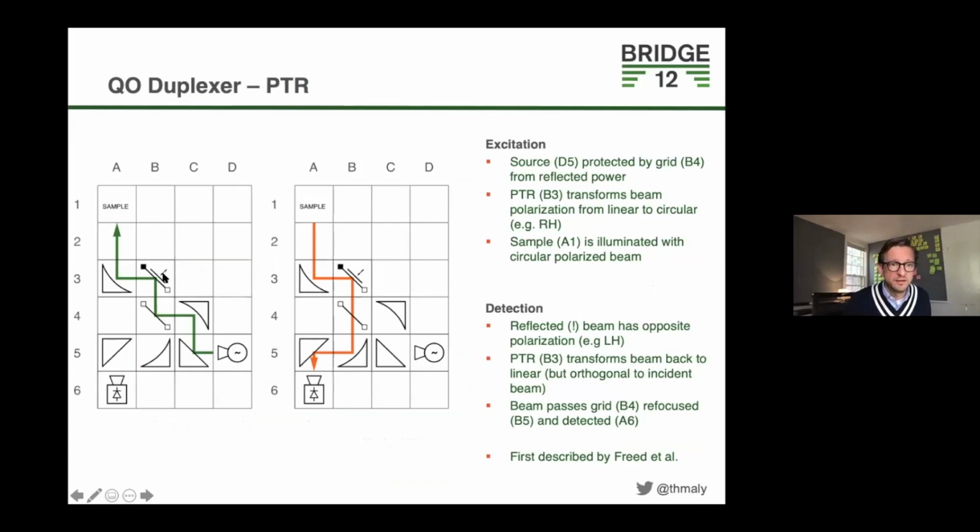We can also use the polarizing transforming mirror here, where we excite now with circular polarization. And remember, when you hit a mirror, it flips the polarization. So, for example, right hand is turned into left hand circular polarization, and the polarizing transforming mirror then makes out of, let's say, vertical linear, right hand polarization. When the beam comes back as left hand, it's horizontal. So then it can be transmitted through this path here and hit the detector. So this is a device. In the previous slide, I showed you using the Faraday rotator. This is the device to use the PTR.